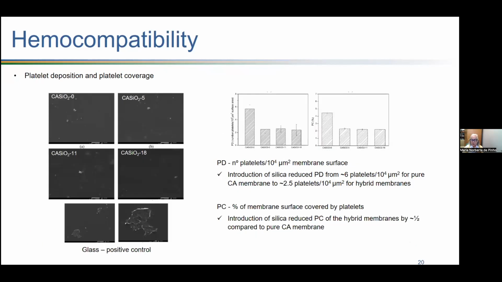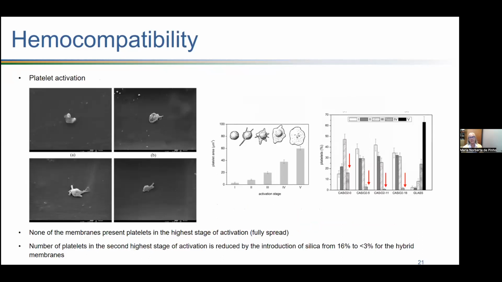Now let's talk about another parameter of hemocompatibility, which is the platelet activation, usually described by these 5 stages of activation. What we can see is that none of the membranes present platelets in the highest stage of activation. And the number of platelets in the second stage of activation is reduced by the introduction of silica from 16% to 3% for these mixed matrix hybrid membranes.